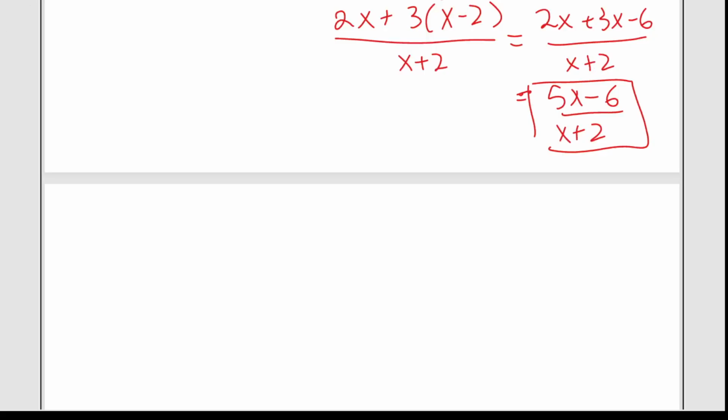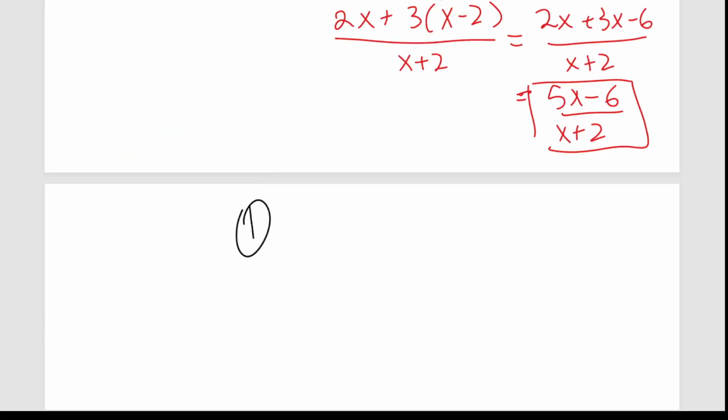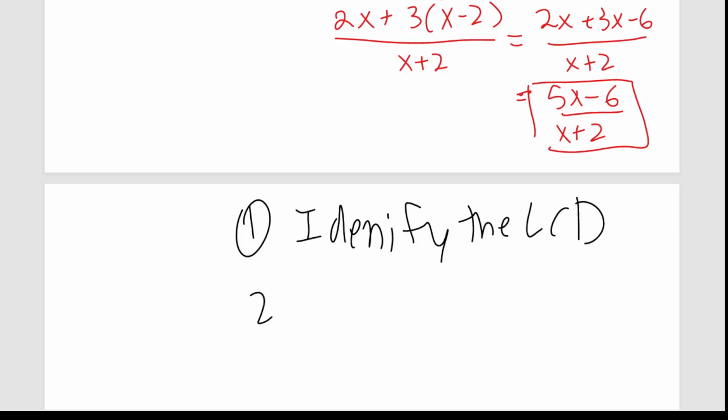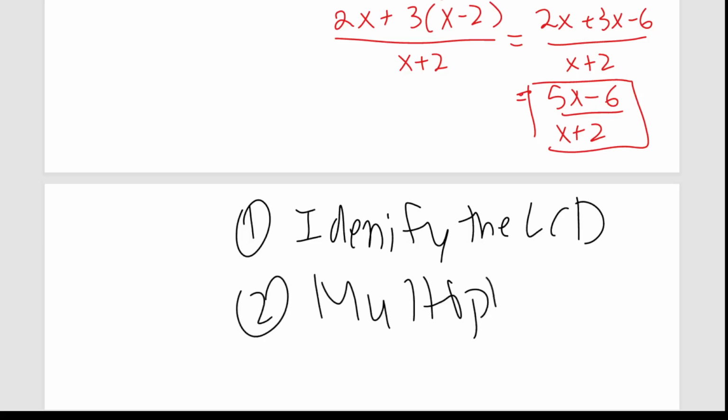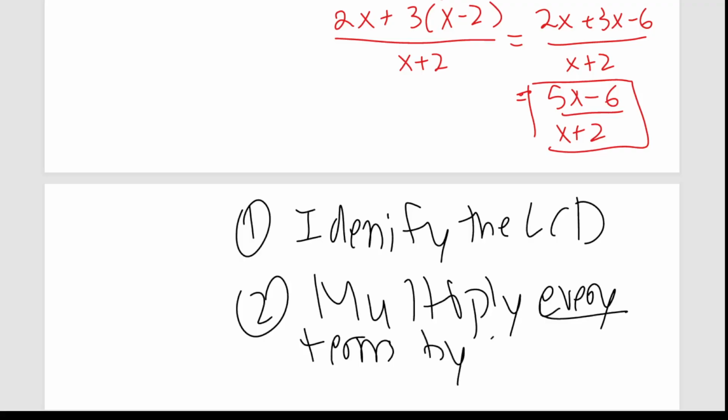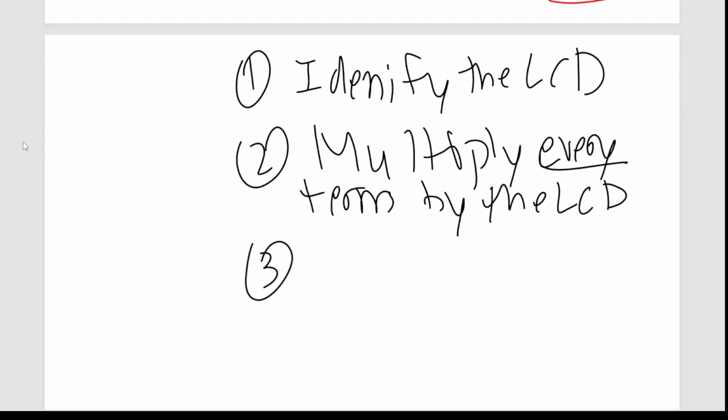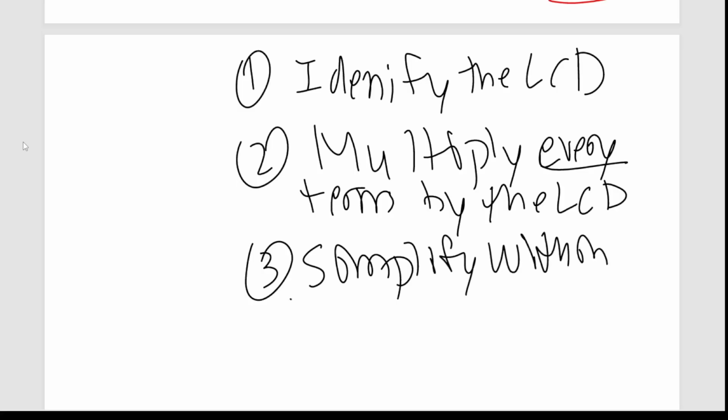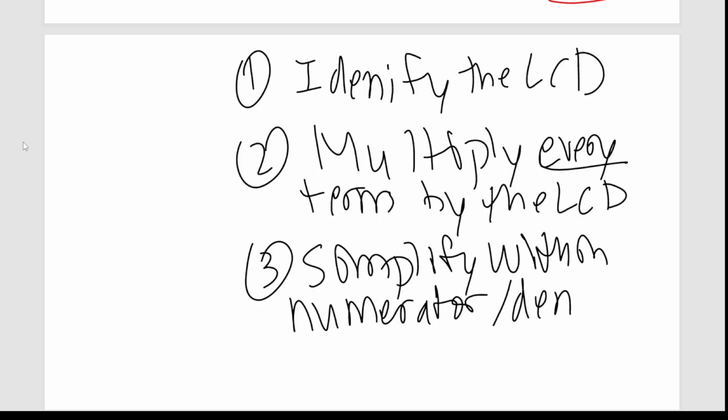So just to recap, what you want to do is, and let me actually just write this explicitly, identify the least common denominator, multiply every term. Importantly, every term. If you don't do every term, it's not going to work. By the least common denominator. And then you're going to simplify within the numerator and denominator to see if the whole thing simplifies.